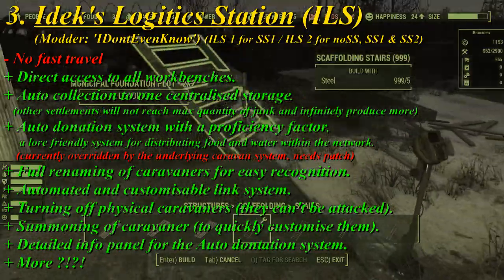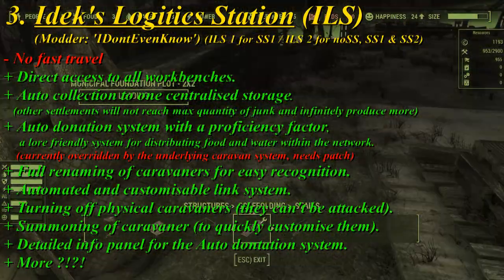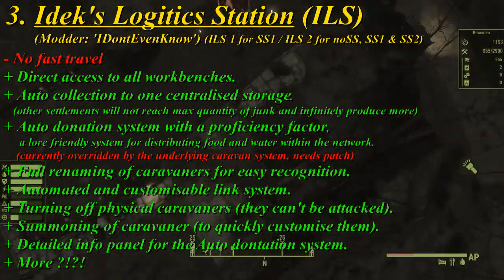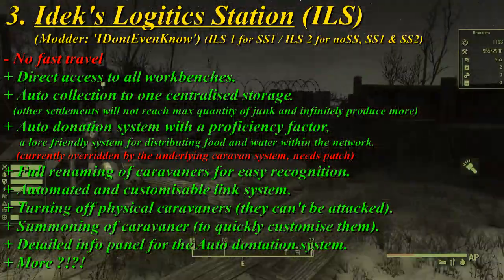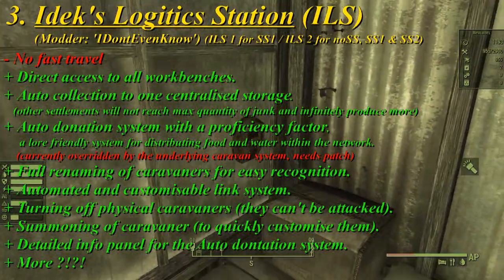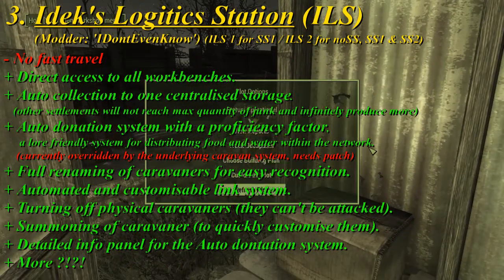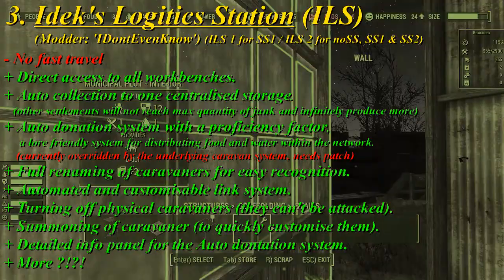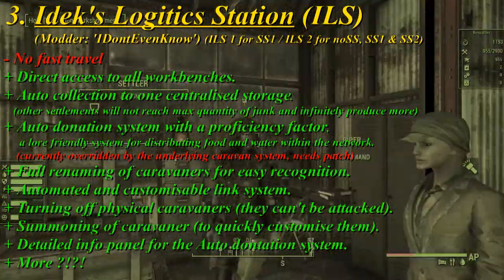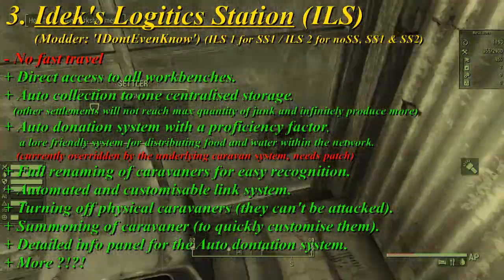So that is a small hiccup, and I certainly hope it will be resolved. ILS is currently working together with the caravan system when it comes to donations between settlements that have a surplus and settlements that have a deficit. However, the caravan system works just fine, and you'll see in the information panel of ILS that it is not transferring any surpluses because another system is in place overriding that system. I certainly hope that gets resolved in the future.